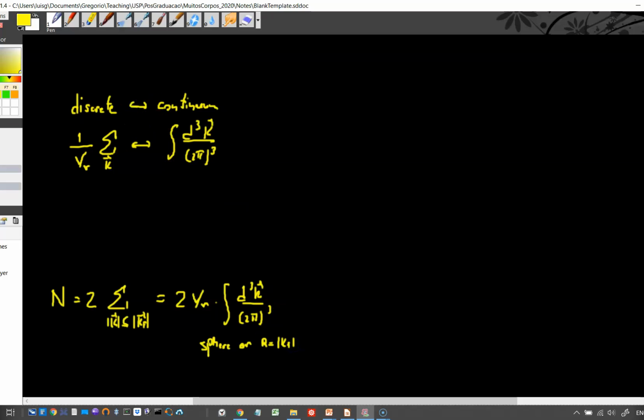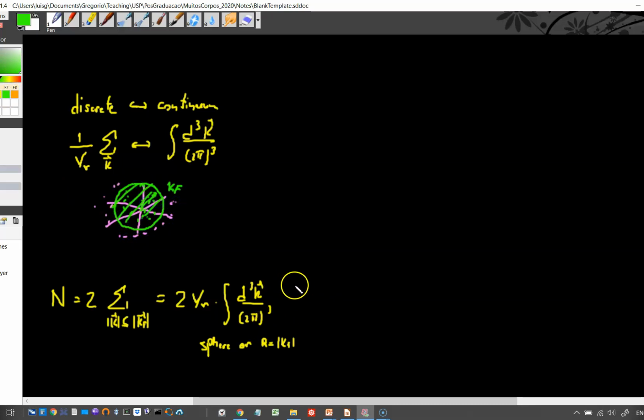Why is that? Remember, again, here we're talking about k space. So if we are in k space, we have this sphere. What would be a good color here? Perhaps green. And all the states inside are occupied. So this would be my kF. And all the states outside are non-occupied. So I want to get the volume of this sphere here.